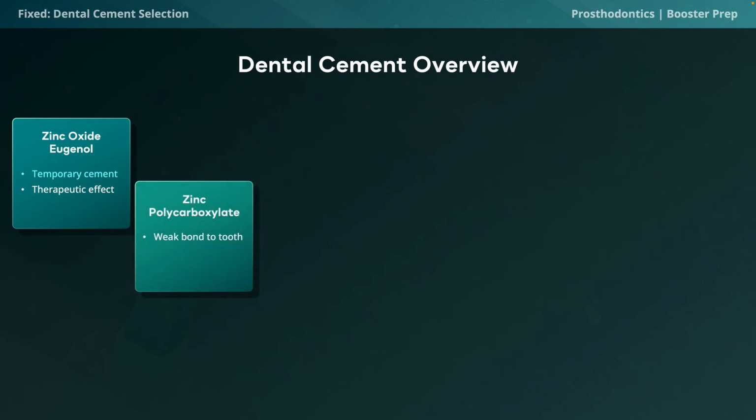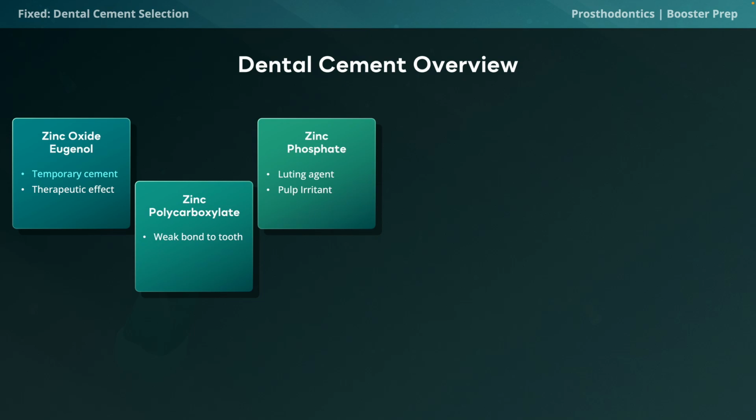Next, we have zinc polycarboxylate cements. These are pretty weak and there's nothing more worth mentioning about it here. Next, we have zinc phosphate cements, which used to be the most popular cement, but newer cements with better adhesive properties are now preferred in pretty much every case. One thing to note is that one component of zinc phosphate is phosphoric acid. It's even in the name. And just remember that this will irritate the pulp.